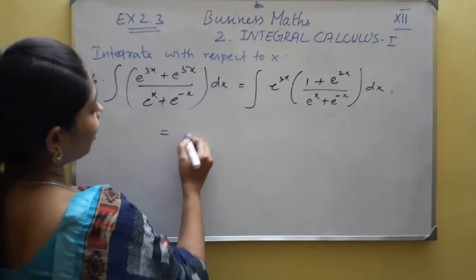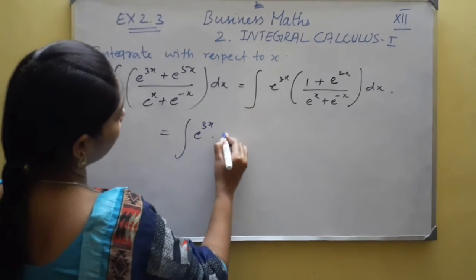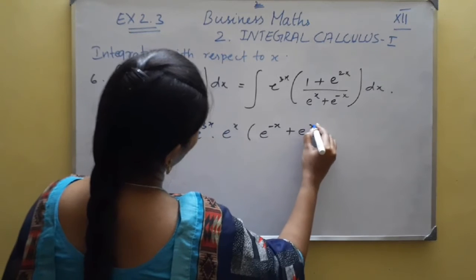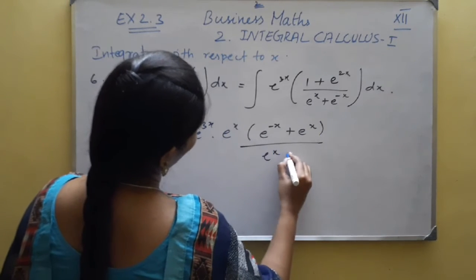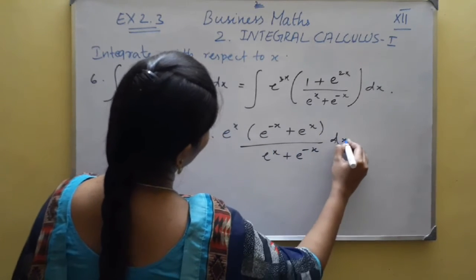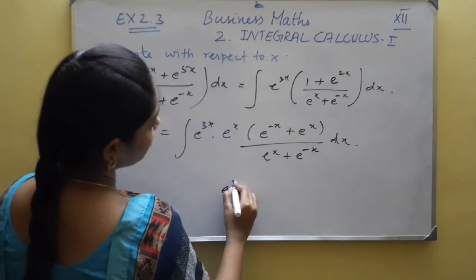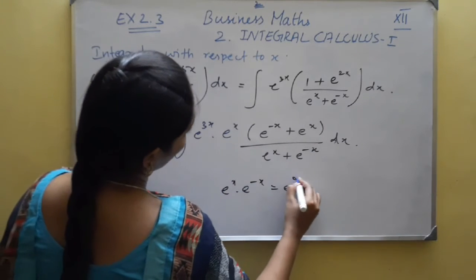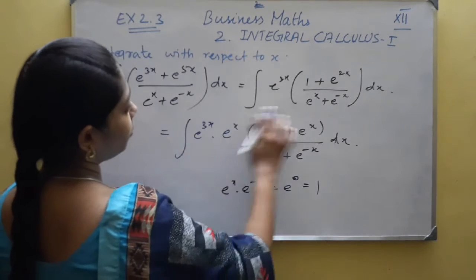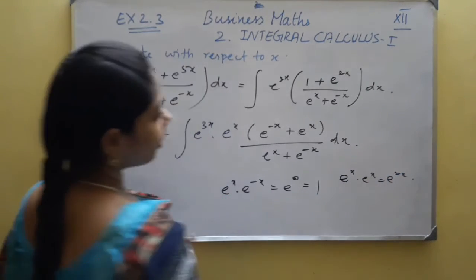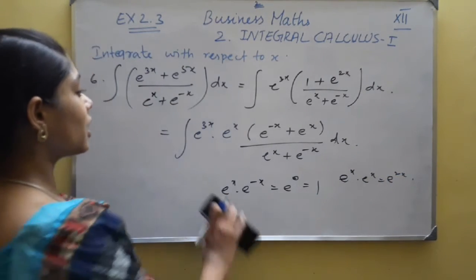For the numerator part alone, as in the previous one, I can take e power x as common. So I will get e power minus x into e power x, with the denominator e power x plus e power minus x into dx. Just multiply and see, you will get back 1. E power x into e power minus x gives me e power 0, which equals 1, and e power x into e power x is e power 2x. You get back the same term.